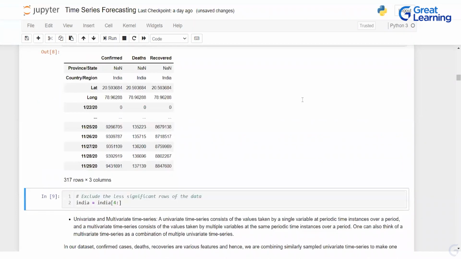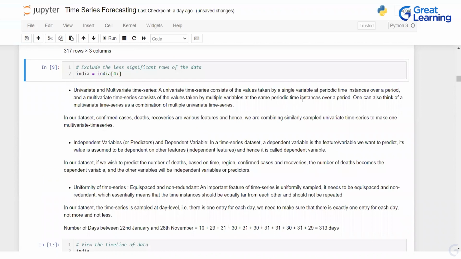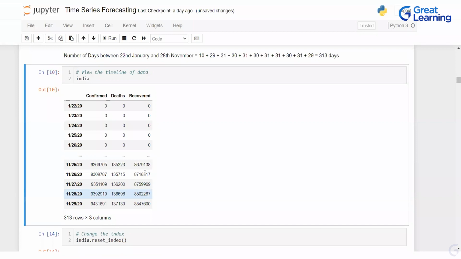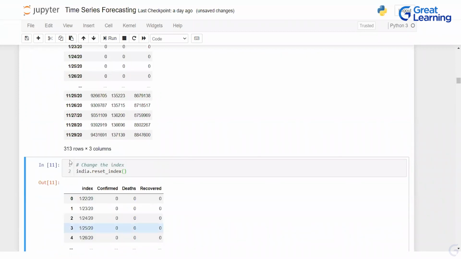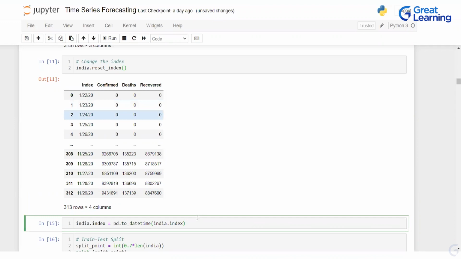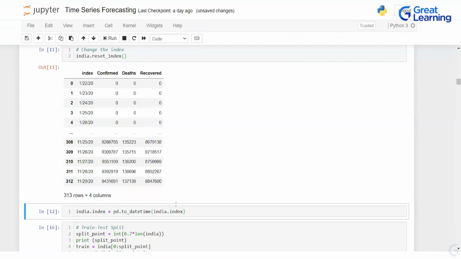Next we are getting into the modeling part. Let's first see this data set as it looks for India. Now I have one data set combined. I will reset the index. Right now the index is this one. I'll reset the index to make it a common sequential one. Now, as I told you, your index should be in date time format. So from pandas, I'm taking to_datetime to convert my index column. So this is what's done.